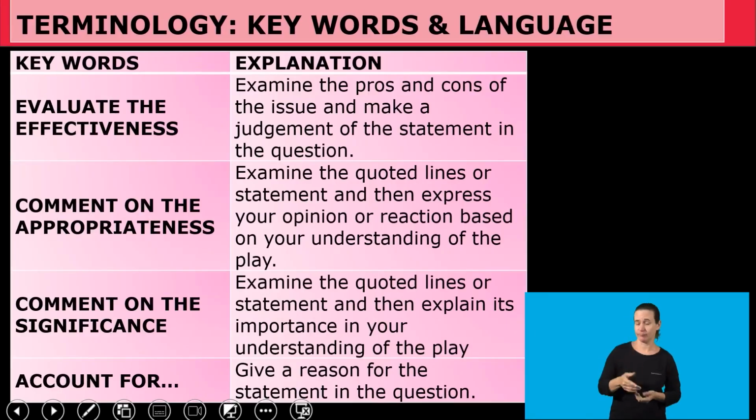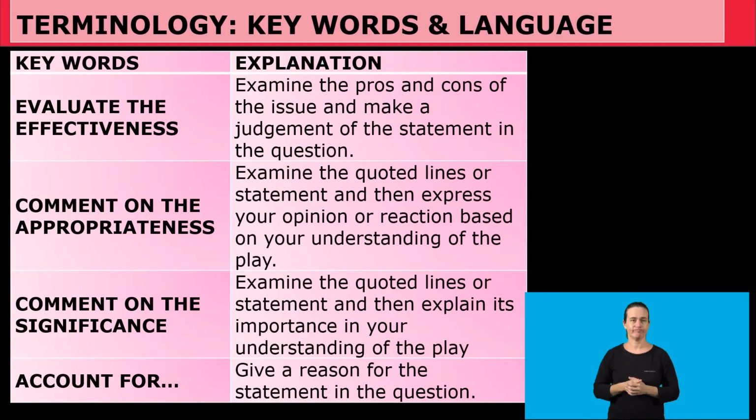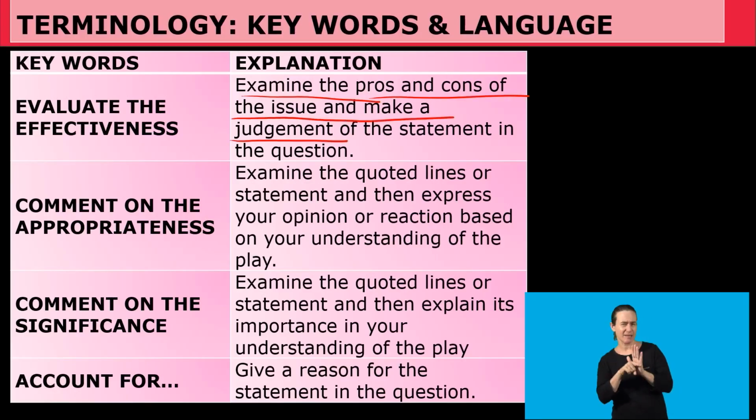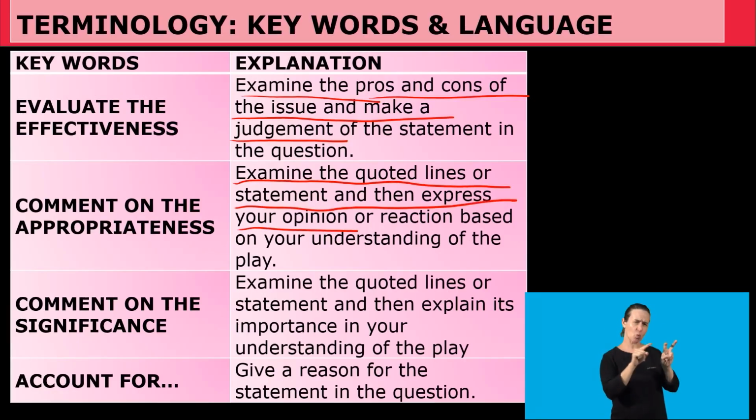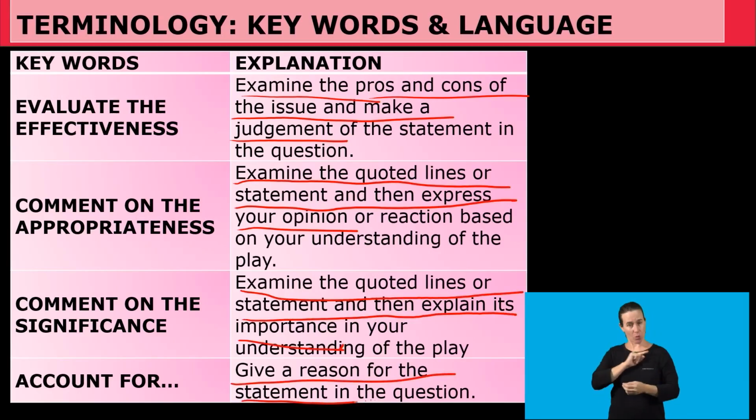Here are some of the keywords that we need to know when writing the paper. Evaluate the effectiveness, to examine the pros and cons of the issue and make a judgment of the statement in the question. Comment on the appropriateness, to examine the quoted lines or statement and then express your opinion or reaction based on your understanding of the play. Comment on the significance, to examine the quoted lines or statement and then explain its importance in your understanding of the play. Account for, give a reason for the statement in the question.